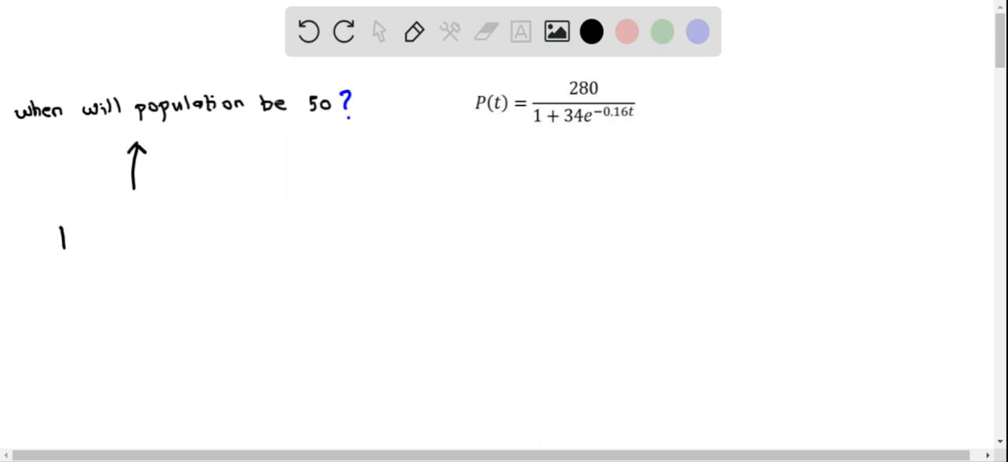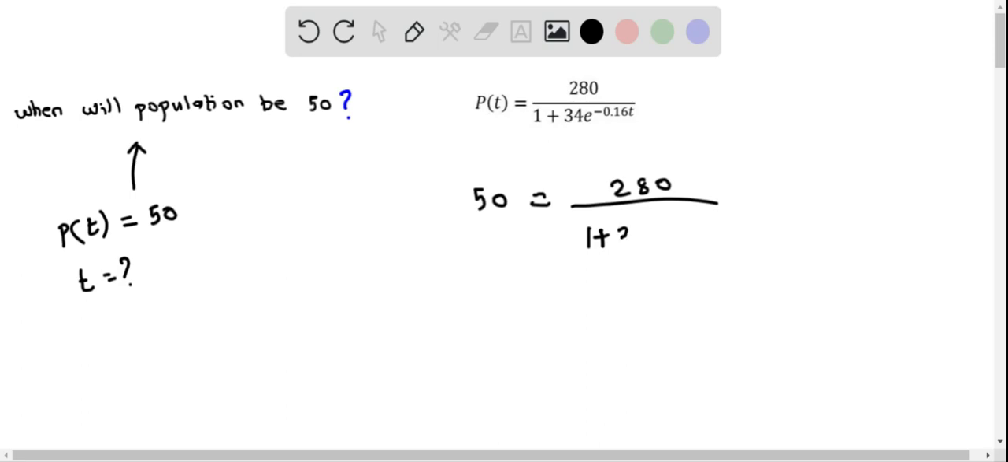So it's basically that we are given population at certain time t is given as 50, and we have to find the corresponding t. Which means I can replace this p of t equals 50 into this model. So when I do that, I get 50 equals 280 over 1 plus 34 e raised to the power of negative 0.16 t. Now I have to solve this equation for t.